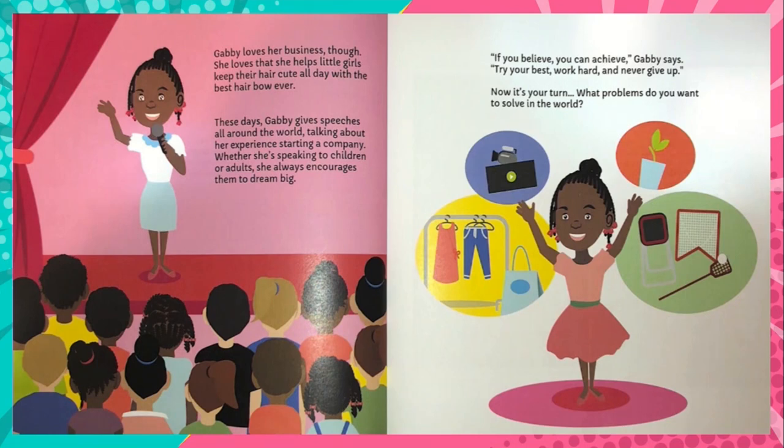Gabby loves her business though. She loves that she helps little girls keep their hair cute all day with the best hair bow ever. These days, Gabby gives speeches all around the world talking about her experience starting a company. Whether she's speaking to children or adults, she always encourages them to dream big. If you believe you can achieve, Gabby says, now try your best, work hard, and never give up. Now it's your turn. What problems do you want to solve in the world?